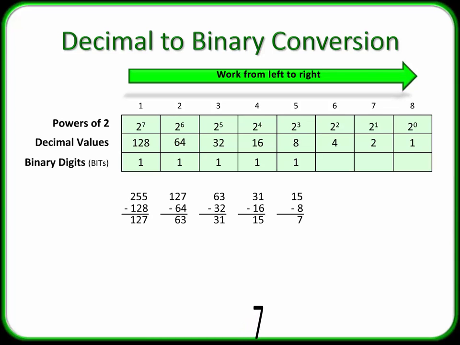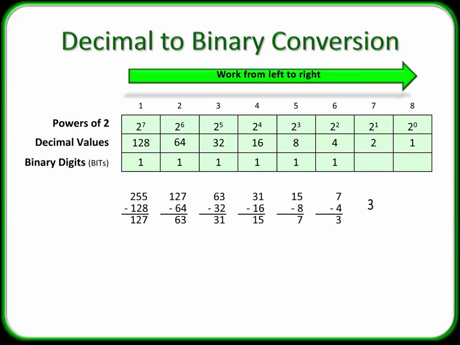So what can we subtract from 7? The highest number in the decimal row would be 4. We'll indicate that we're using 4 by putting a 1 in the column underneath 4. Then do the math, subtract 4 from 7, get our remainder of 3.